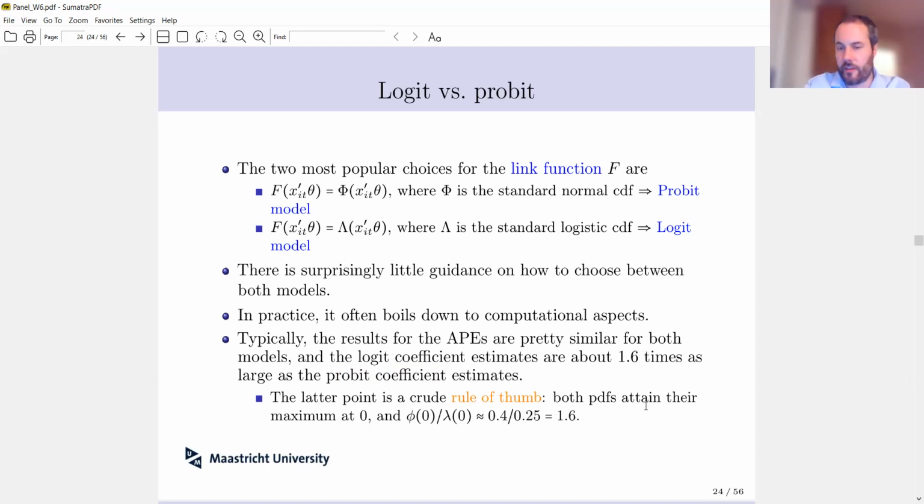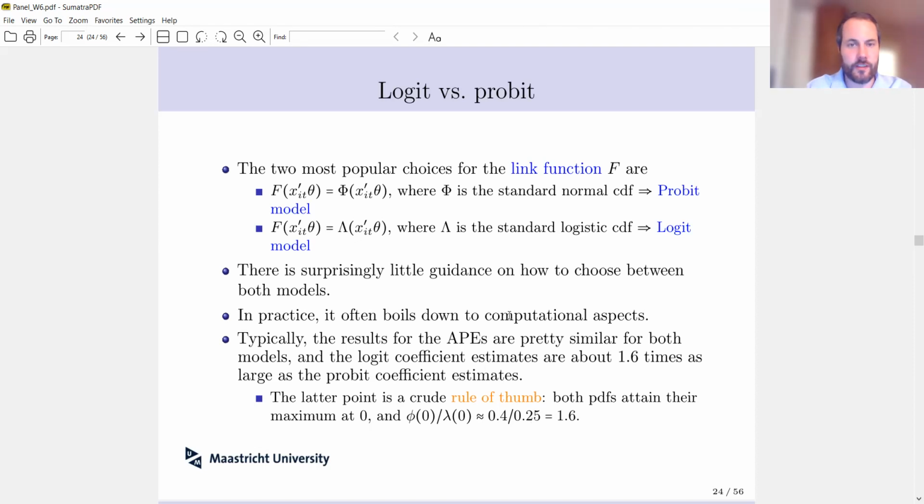And the rule of thumb is very crude. It's based on the ratio at 0, because both distributions are symmetric around 0 and they have their maximum at 0. And this is where it comes from. As long as your data is relatively close to the center, this rule of thumb is pretty accurate.